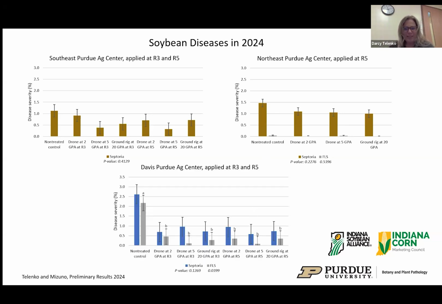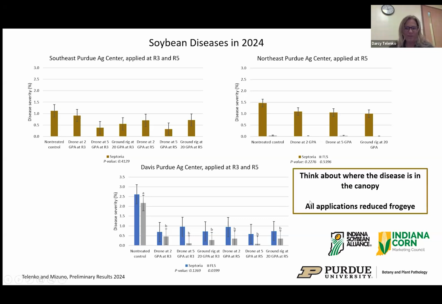But what was unique is if we look at Davis, they actually had both Septoria and some frog eye. We didn't see a significant effect on Septoria again in the lower canopy, but for the frog eye, we do see that all applications significantly reduced frog eye in that crop canopy. So that's a bonus if we had enough disease to really look at it. We had enough coverage by all those applications at both timings to reduce frog eye leaf spots.